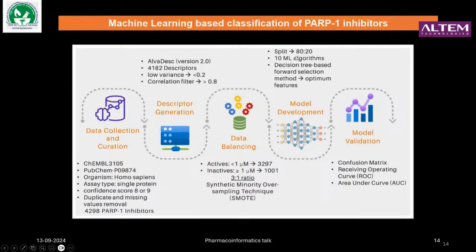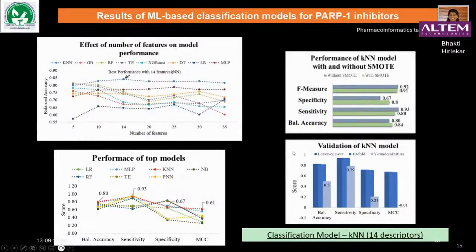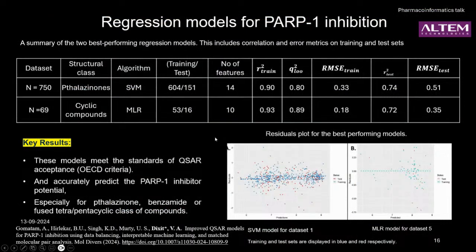We did the splitting of the data set, applied 10 machine learning algorithms, and developed models which were further validated with standard machine learning metrics. So here is a summary of those results. And we found that out of the 10, KNN is the best performing algorithm. With the use of 15 key descriptors, it gives us the best balance of sensitivity and specificity.